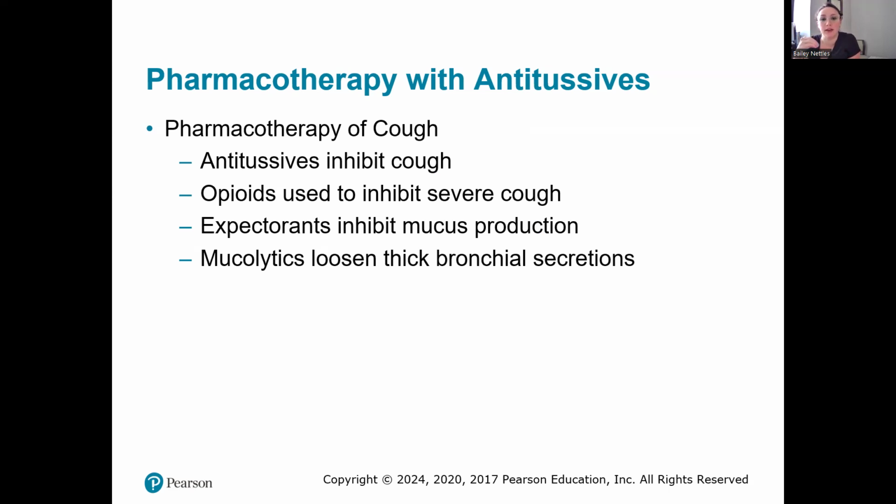So we still have to think about all the side effects that a normal opioid would have. We monitor their LOC, we monitor their blood pressure, their respiratory rate, we monitor for constipation. Just because this is an opioid antitussive, it is still an opioid, so we still want to monitor all the same things that we would for morphine. We're going to get into expectorants and mucolytics a little later.